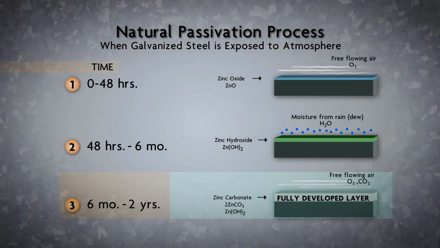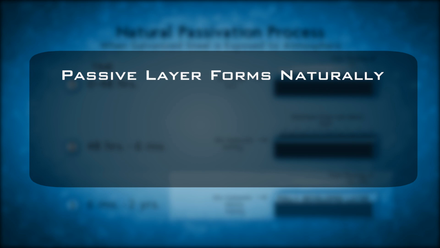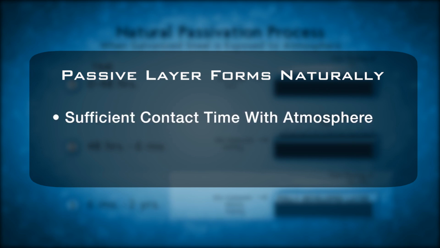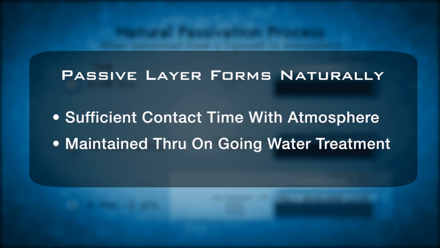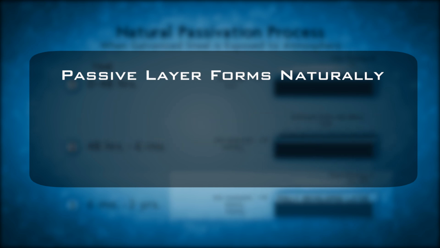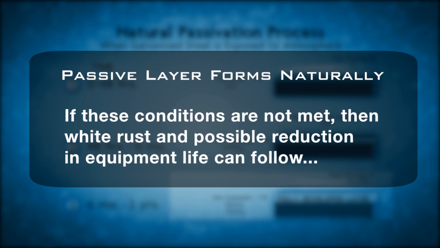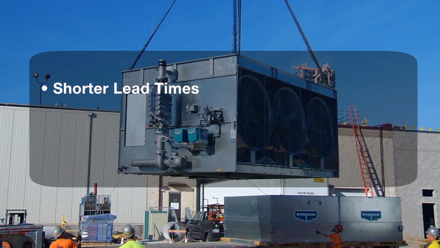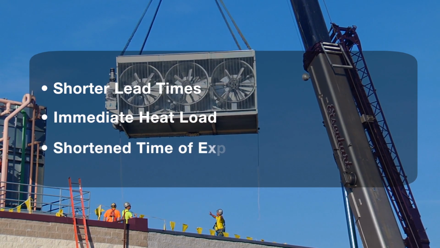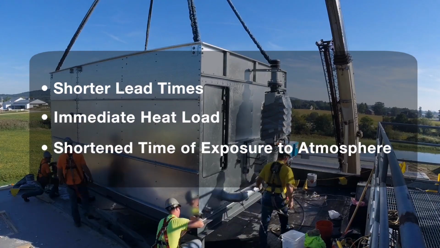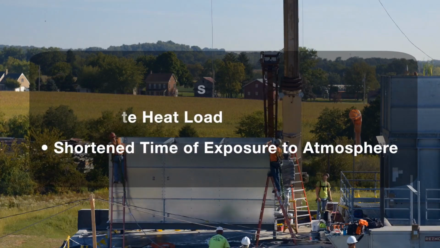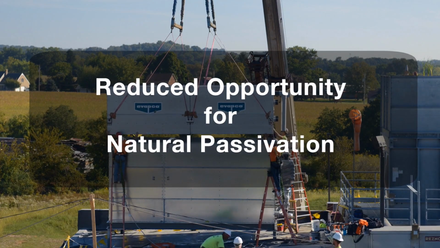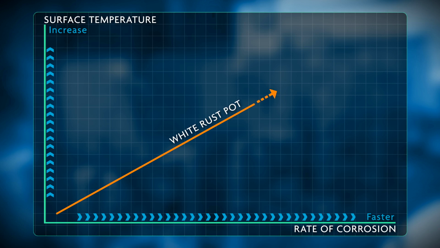Maybe there is a pre-treatment to help protect against white rust. Remember we said that this protective passive layer forms naturally when there is sufficient contact time with the atmosphere, and that it also has to be maintained through ongoing water treatment? If one or both of those conditions aren't met, then white rust and possible reduction in equipment life can follow. In recent years, customer preferences for shorter lead times and their requirement for immediate heat load has shortened the time that new galvanized evaporative cooling equipment is exposed to the atmosphere prior to initial water circulation. This reduces the opportunity for natural passivation to occur. Remember, higher temperatures increase the potential for white rust when new equipment is commissioned with immediate load.